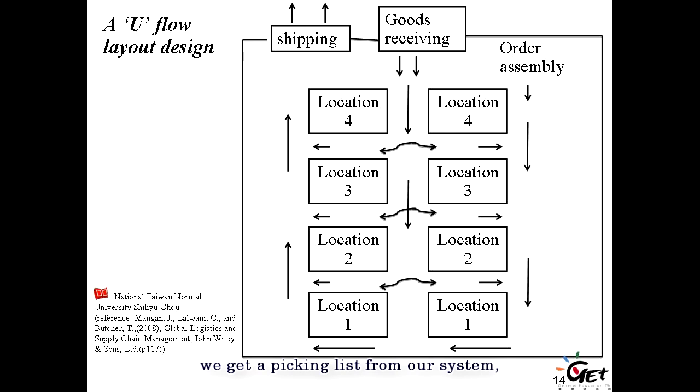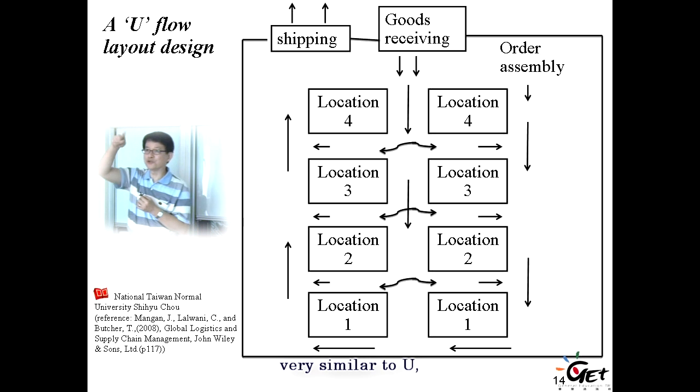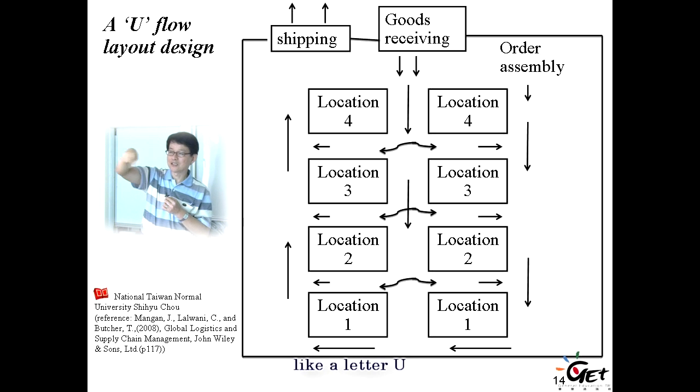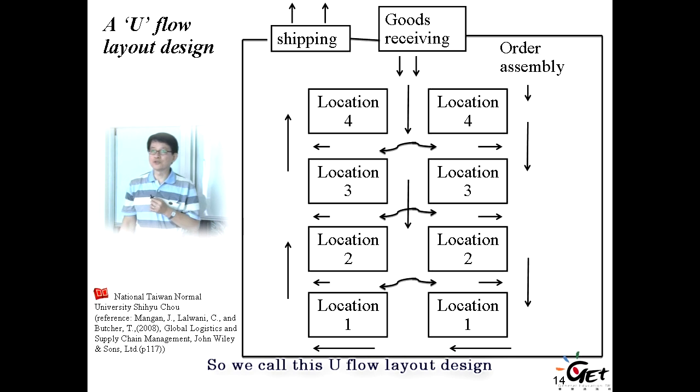And then we get a picking list from our system. Then we do the picking and packing. There is a conveyor from here to here and then to here. So this is a shape very similar to a U, right? Like a letter U, right? So we call this U-flow layout design.